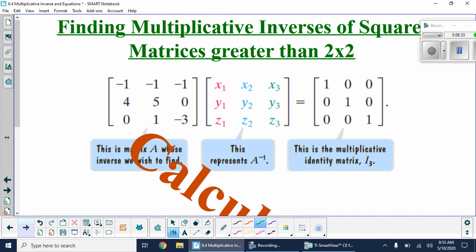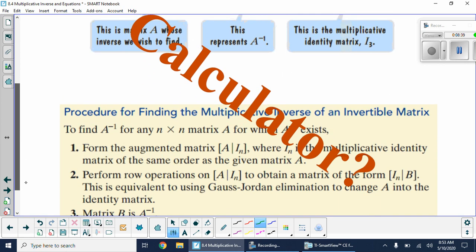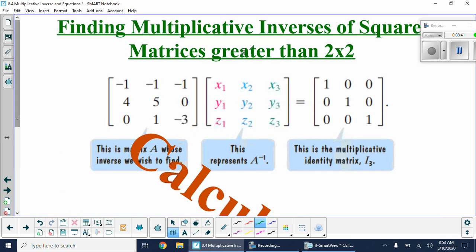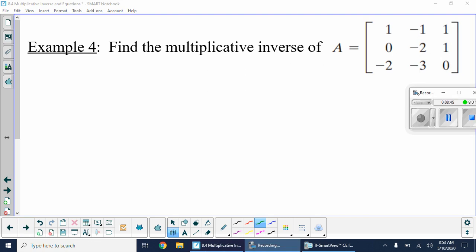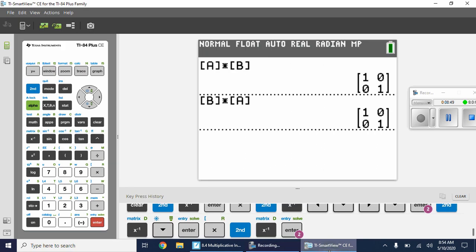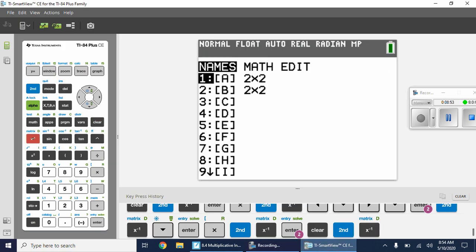When we get up to bigger than 2x2 matrices, like a 3x3, there's a way to do it by hand, but my goodness, you do not want to really do all that. So we're going to talk about how to do it in your graphing calculator. So get that out. Let's go back here, clear everything out. Let's go to second matrix again. Let's go to edit matrix A.